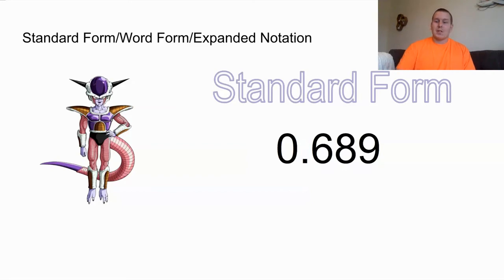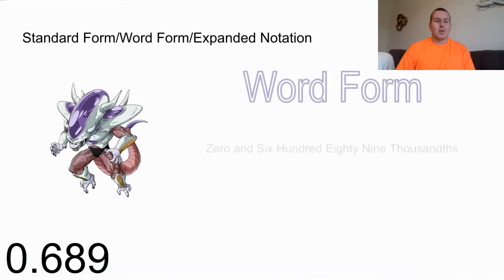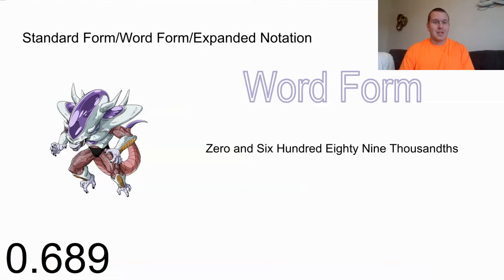So we're going to go on to the next form, but we're going to keep the number in the bottom left here to refer to it later. So the next form that we have is word form. And you can see Frieza has gotten a little bigger, a little stronger. He looks a little bit more menacing, kind of alien-like. And that's kind of how it goes to word form. It went from these small, nice numbers that we had to a pretty long and difficult sentence.